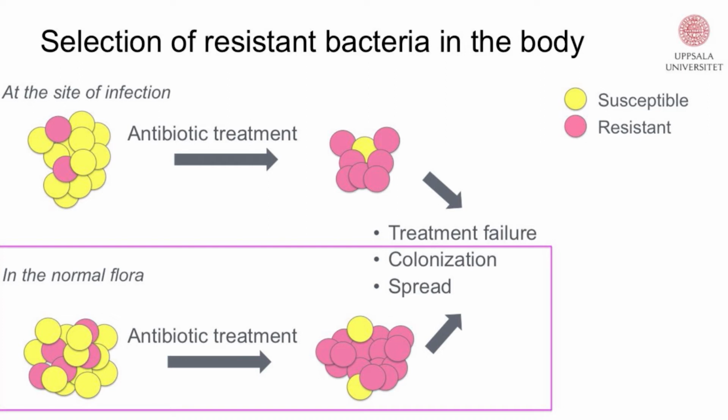Resistance can also develop in the normal flora, and similar to at the site of infection, the antibiotic will allow these resistant bacteria to increase in numbers. This could become a problem later in life if the resistance spreads to bacteria that can cause disease, or if bacteria from the normal flora cause an infection. Once the resistant bacteria increase in number, the risk for spread increases.